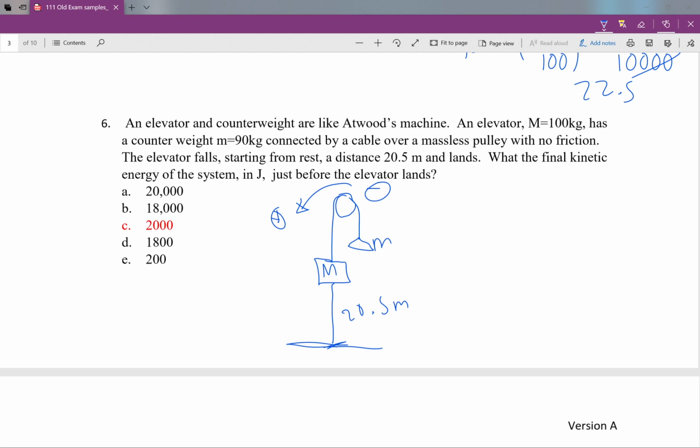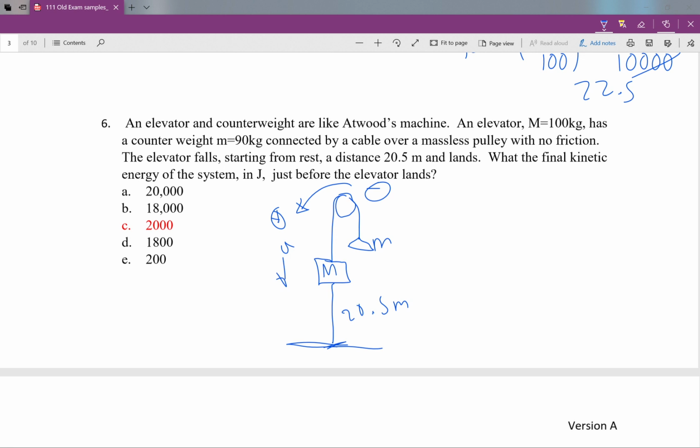Well, we need to know what the final velocity is in order to know the final kinetic energy. So how do we do this? Well, this seems like a kinematics problem, right? But the problem is that we need to know the acceleration. Do we know the acceleration? It's not just 9.8, right? Because we have a system, an Atwood machine. So let's do Newton's second law.